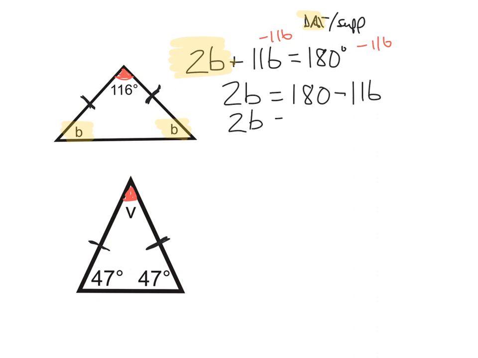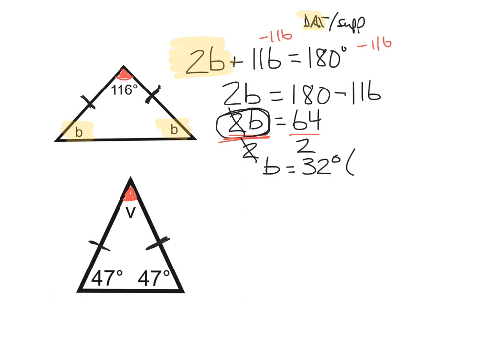So 2b is going to be equal to 64. Okay, and then what we can do is divide both by 2, because this tells me that I'm doing 2 groups of b, which means I'm multiplying. The opposite of multiply is divide, so I've got to divide both by 2. This divided by that gives me 1, so I've got b left over, and then half of 64 is 32 degrees. So I know that b is equal to 32 degrees because of isos.